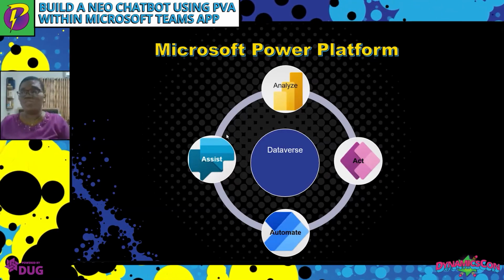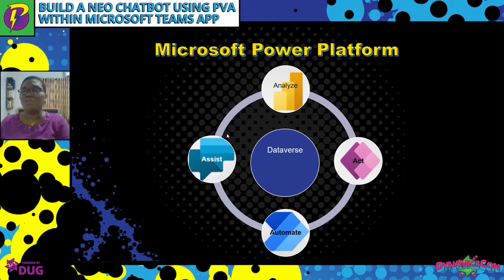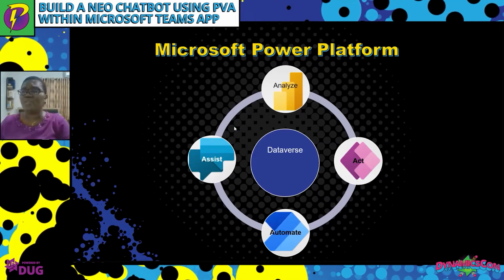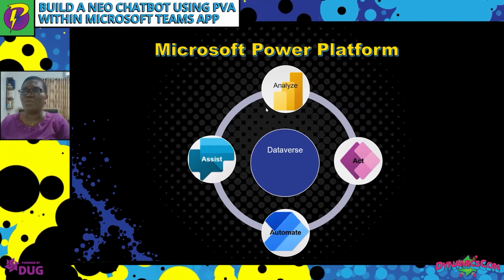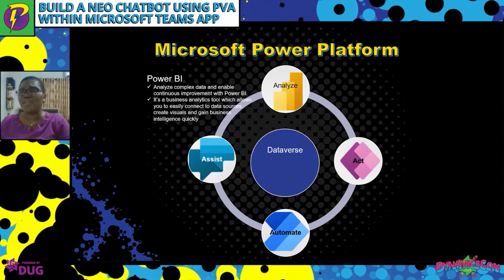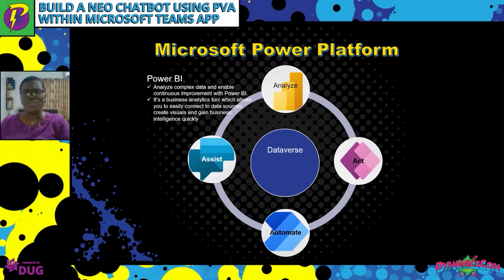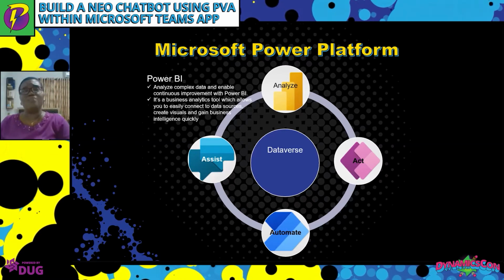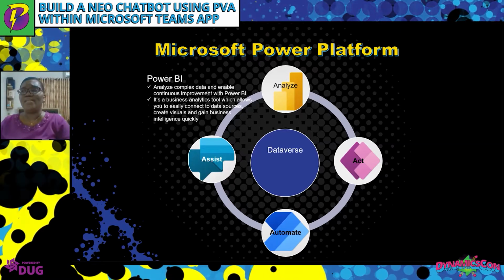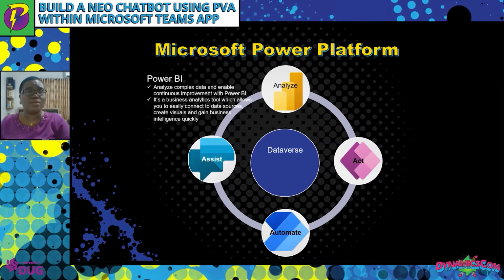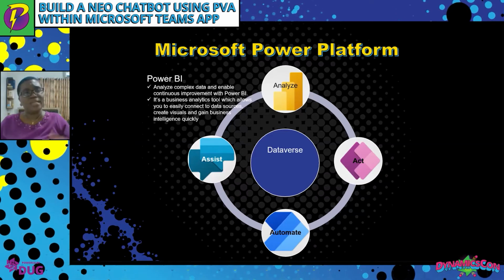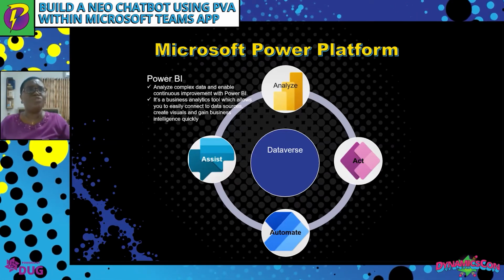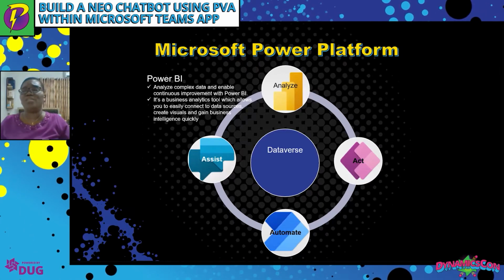So with that being said, I'm going to do a little bit of introduction again on the Power Platform. The Power Platform is built around these 4 core values. First one is analyze. You use Power BI to analyze complex data and to enable continuous improvement. Power BI offers you an analytics tool which allows you to easily connect to data sources, and you can get visuals and gain business intelligence real fast. This allows you to make intelligent decisions about your business.